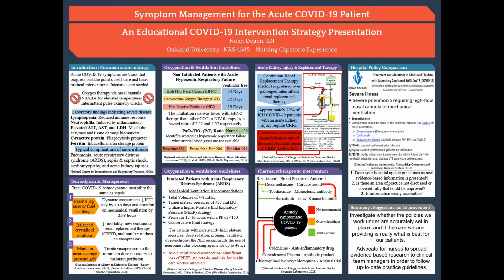As nurses, we assume responsibility for the advocacy and care of individuals who are unable to do so on their own due to a compromising clinical condition. Would we ourselves not want the most up-to-date care strategies used on our families who may potentially be or already have been in these situations? The obvious answer of yes to this question should motivate us enough to investigate whether the policies we work under are accurately set in place, and whether the care we are providing is really what is best for our patients and our community.